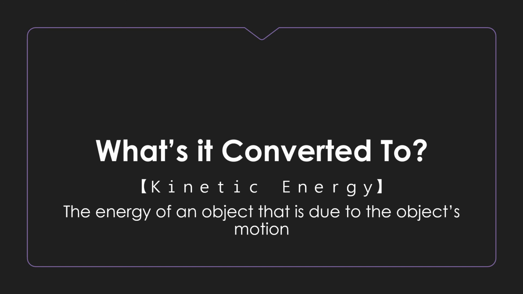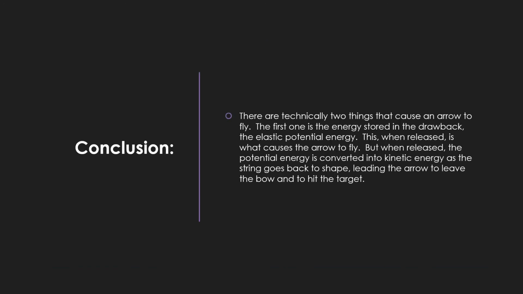So that is essentially it. My conclusion to my investigation is that there are two things causing the arrow to fly. Essentially, it's the energy stored in your drawback, the elastic potential energy, and then that energy is converted into kinetic energy when you release the string, causing the arrow to fly forward and hopefully hit your target.